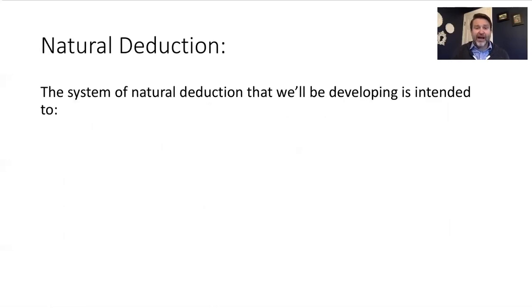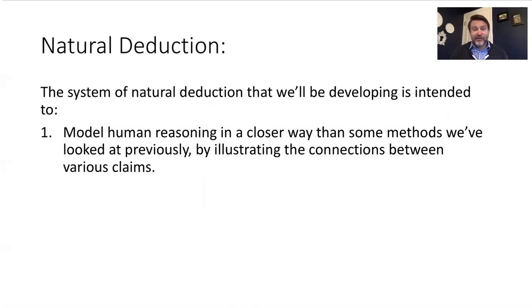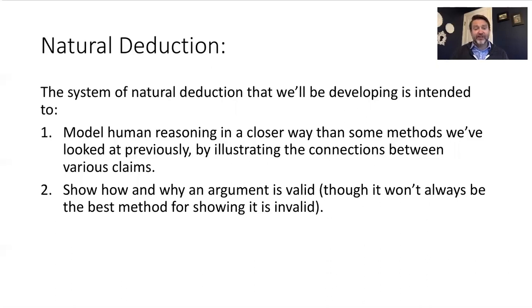So why natural deduction? Well, the system of natural deduction that we're going to be developing is intended to do a few things. First, it's intended to model human reasoning in a closer way than some methods we've looked at previously, particularly the truth table method. And it does this by illustrating the connections between various claims, by illustrating the way in which we're in a position to infer new information from old information.